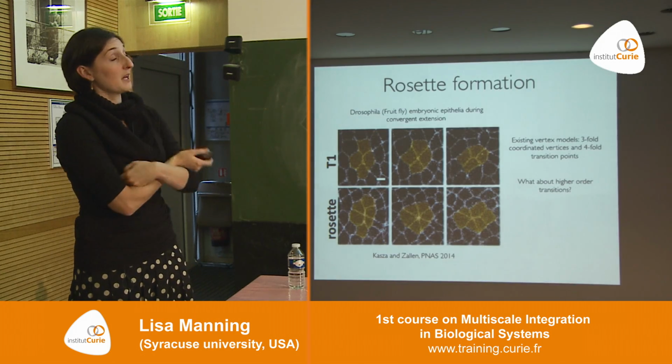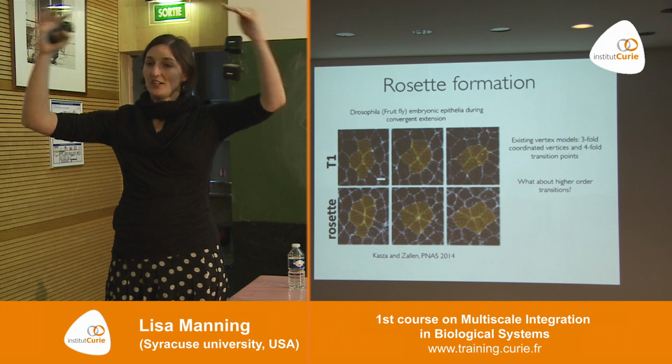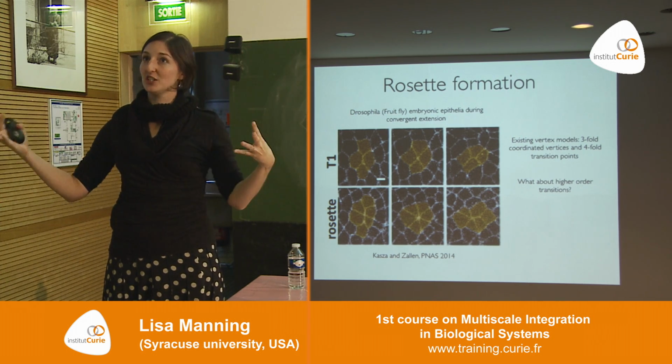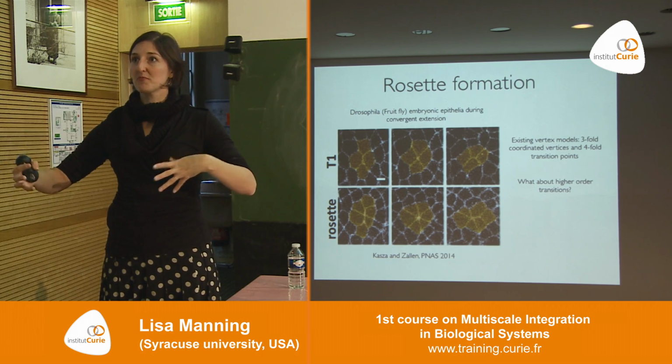Okay, so in the last couple minutes, basically this is sort of our big idea: that there's this jamming transition in confluent tissues. And we think that you can explain it using some of the techniques and tools from soft matter physics.